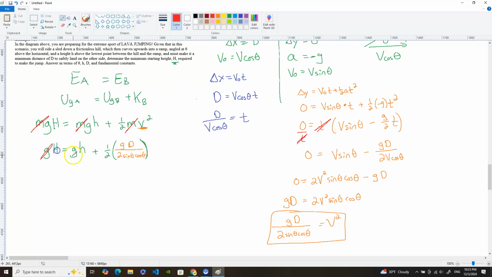We learned how g cancels. Doesn't even matter what planet you're on. Big H equals little h plus d over 4 sine theta cosine theta. What a happy fun equation. There's H.